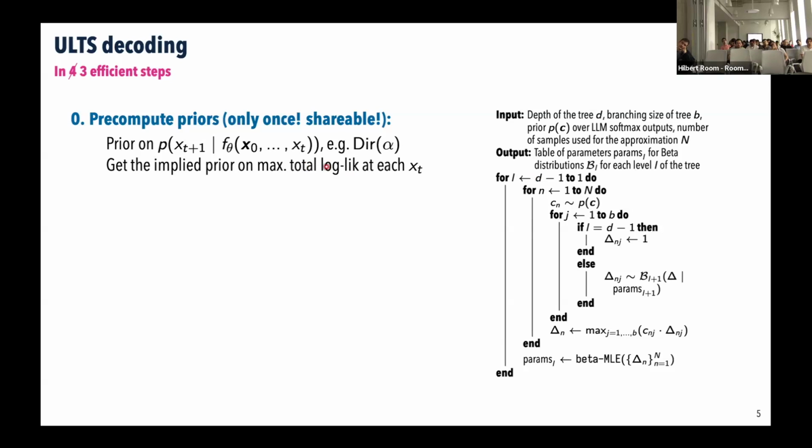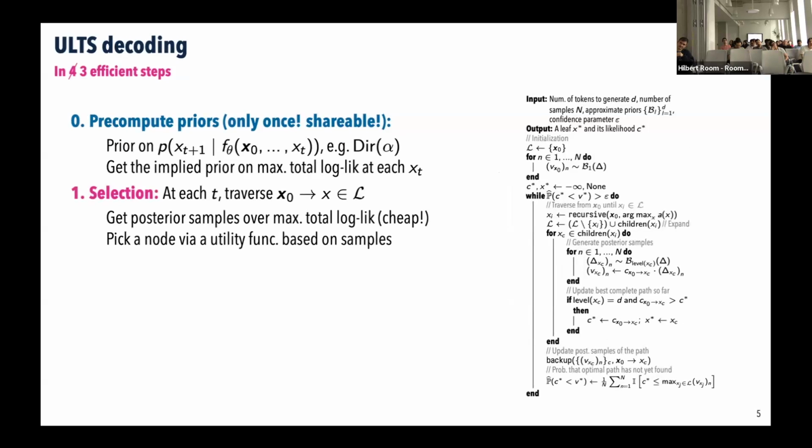So it's a sample-based approach because the probability distribution for the maximum values would be intractable. But the nice thing about this step is that you only have to do it once for each LLM. You can do it once and then share it on Hugging Face, or email it to your friend, and then your friend will not see this step at all. They will immediately see the selection process.